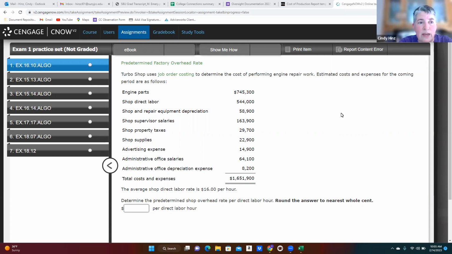So I've put together a practice set as I do for each exam. This is not graded. It doesn't count directly toward your grade in any way. I can see who's worked on it, but I don't necessarily look at that unless there's a question.